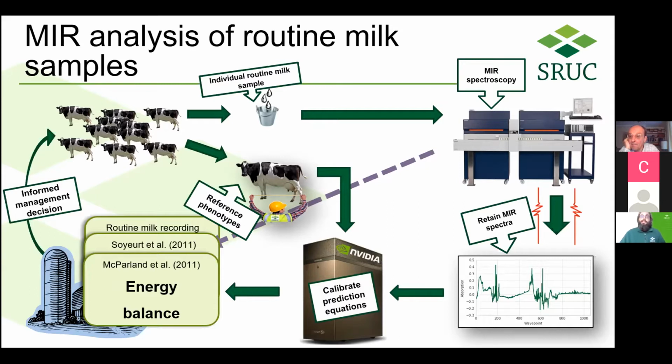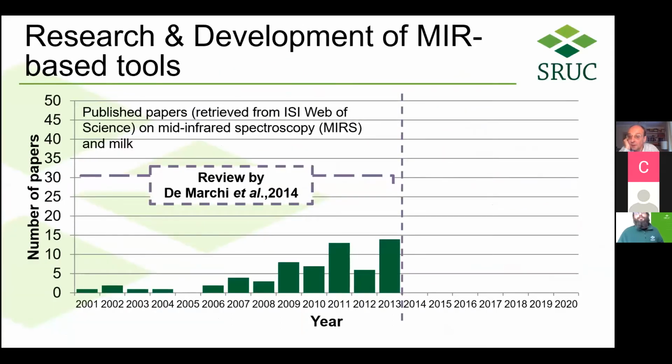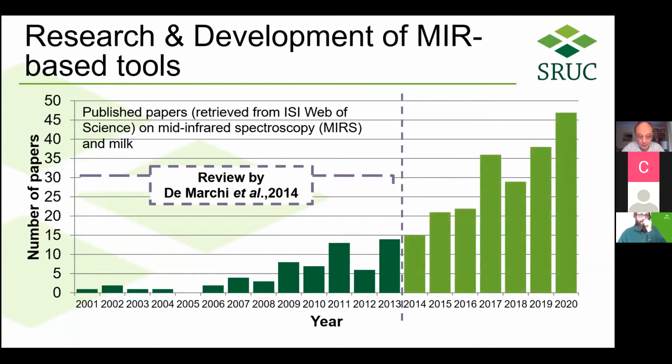These studies then raised the question of what other physiological or biochemical signatures we can detect in the milk mid-infrared spectra that are going on in the dairy cow. Just briefly, this review by De Marchi et al. in 2014 showed the popularity of these types of studies. We could see an increase in studies using mid-infrared spectroscopy to predict phenotypes from milk. I had a little look to check that this trend was continuing, and we can see there are a lot of papers being published in this area.